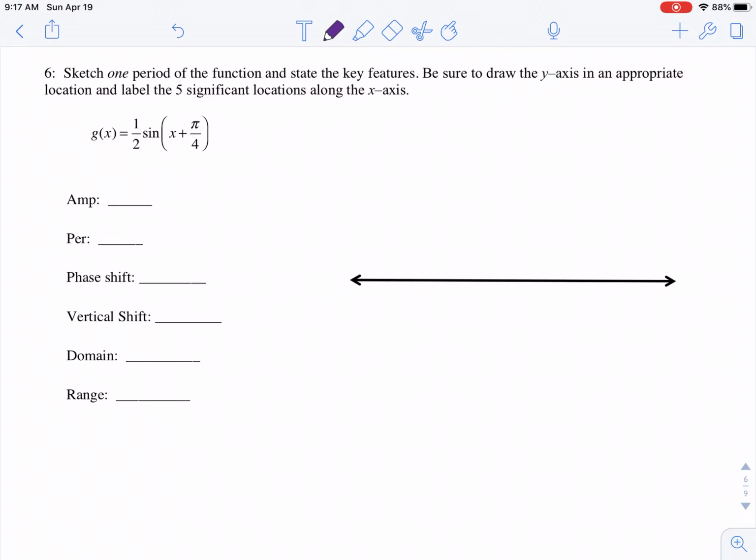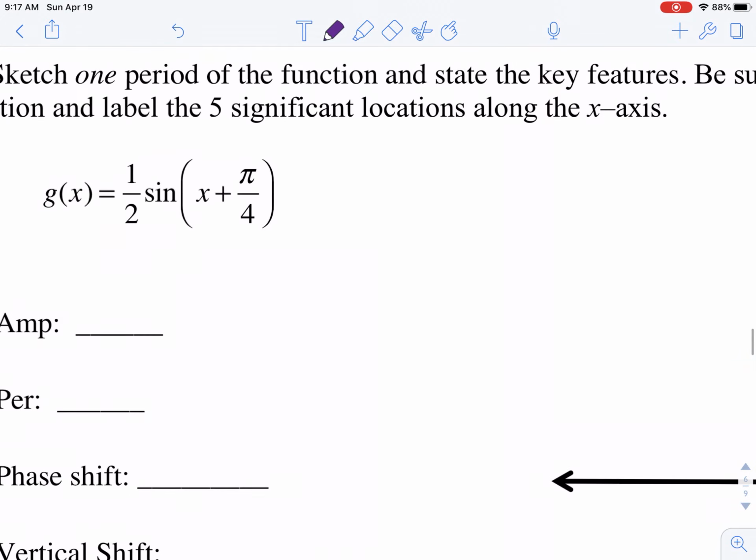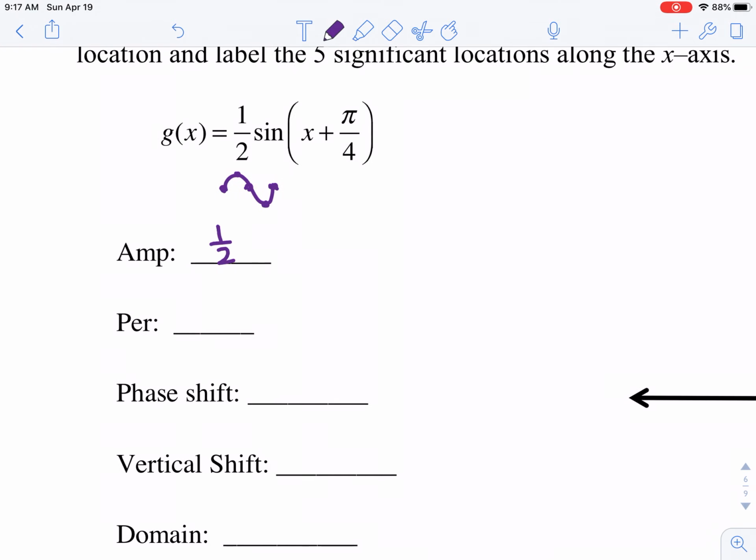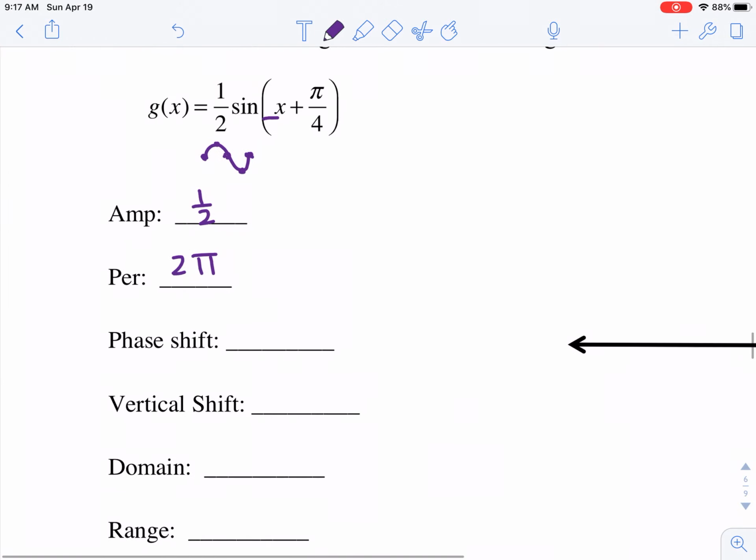Okay, so hopefully you've given this a try. When I start again, starting with that shape, that sine shape without a vertical reflection should look like this. My amplitude is 1/2. My period, the b value is still 1, so I have a period of 2 pi.